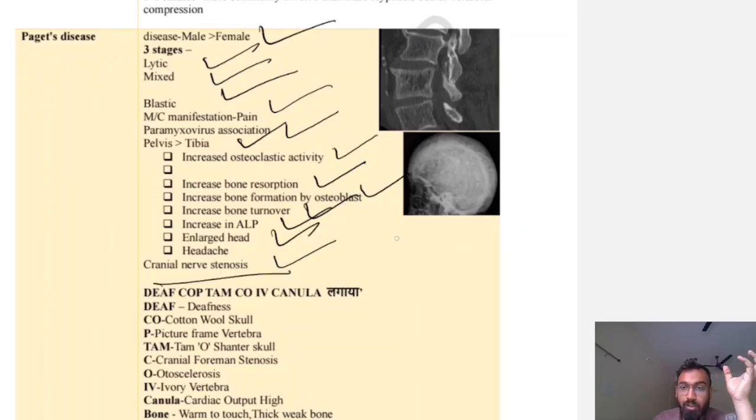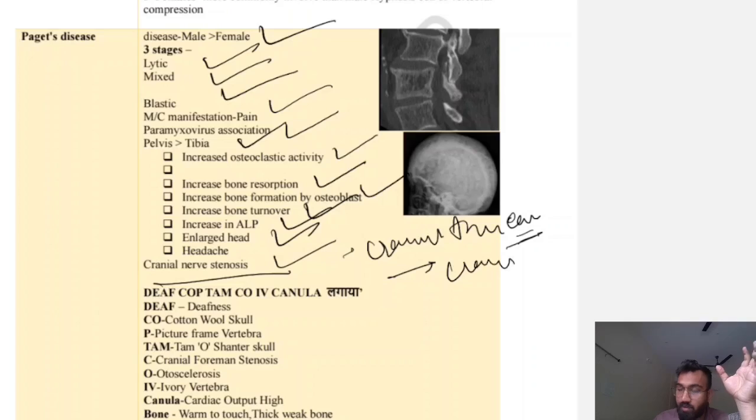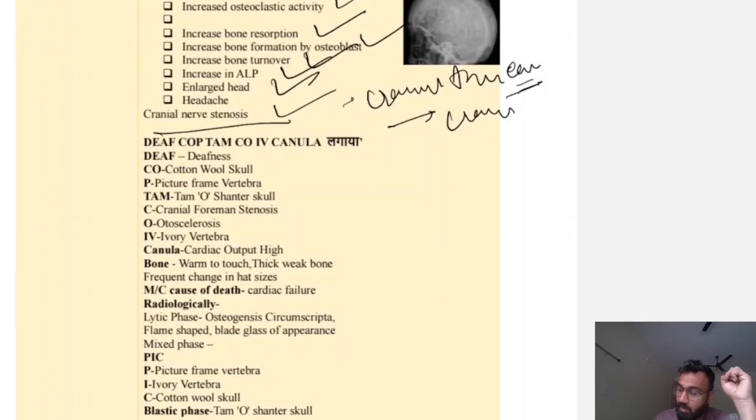So these are all because of disorganized osteoclast activity, which leads to abnormal formation of bone. Abnormal bone formation leads to cranial nerve foraminal stenosis, because the nerves exit through these canals. So when there is abnormal bone formation, the nerve will be compressed. The mnemonic is DEAF COP TEM.